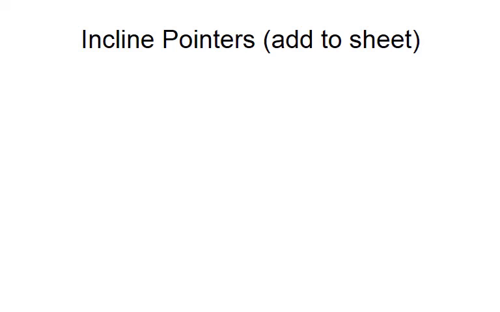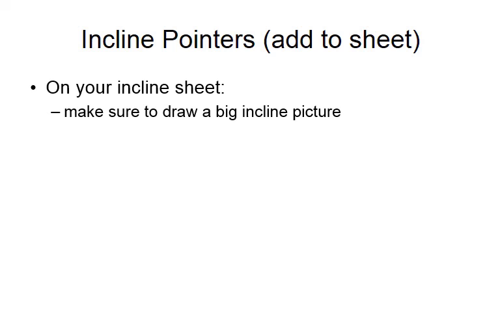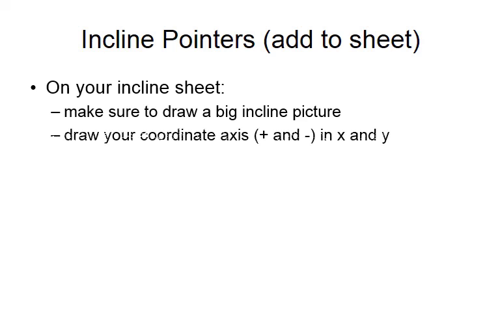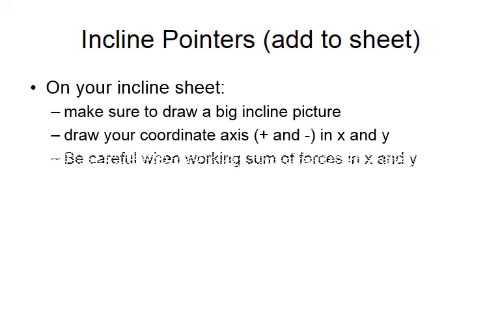Some things that we're going to want to add to our incline sheet: it's important to draw a larger picture, because a lot of times there's more than one force going on in the x direction, and so it's important to look at all of those. We'll draw our coordinate axes in x and y, and sometimes it's more beneficial to set the x and y positives and negatives reverse of what we're used to, so we'll see that. Also be careful when working with the sum of the forces in the y and x, especially now that there are going to be more forces involved.